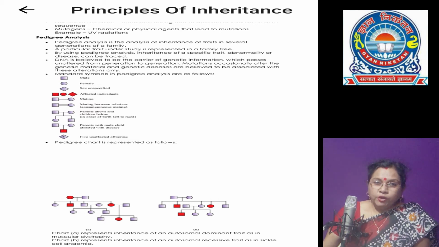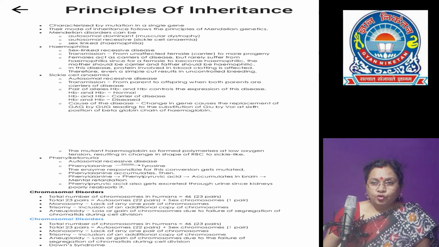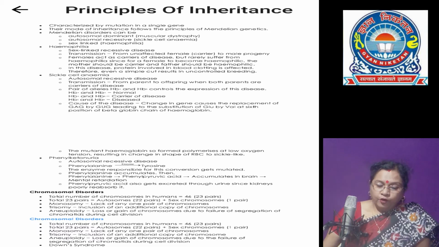Now there are two kinds of genetic disorders: Mendelian disorders and chromosomal disorders. Mendelian disorders are caused due to the alteration or mutation in a single gene, and they follow Mendel's laws of inheritance. In Mendelian disorders, let us discuss a few examples like hemophilia, sickle cell anemia, PKU, thalassemia, color blindness, etc.